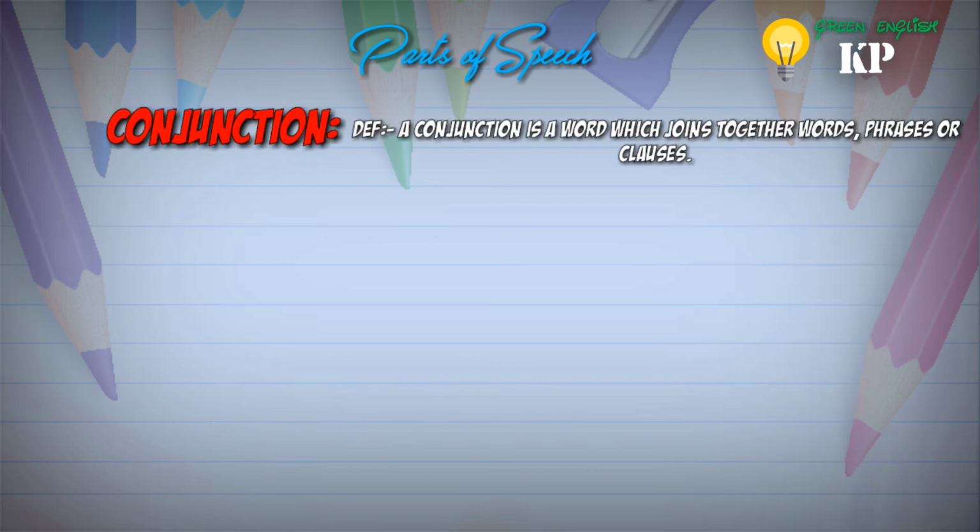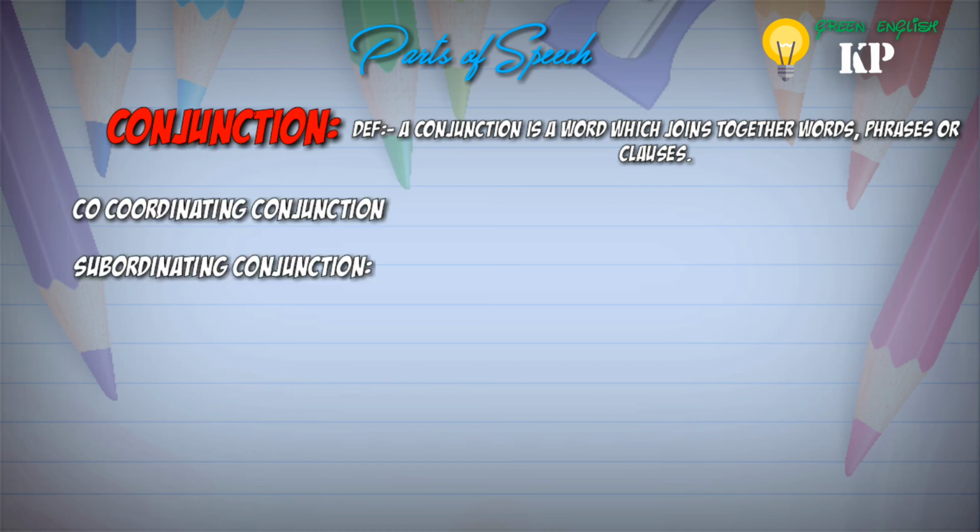Now, conjunctions. A conjunction is a word which joins together words, phrases, or clauses. Note, here it is necessary that you should know that there are two types of conjunctions: coordinating conjunctions and subordinating conjunctions. We will deal with them later on in detail.